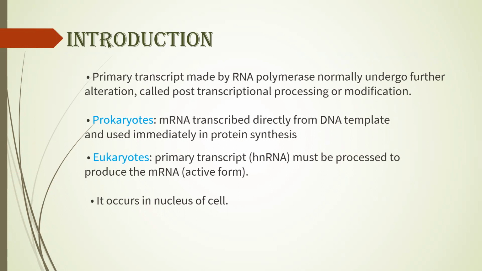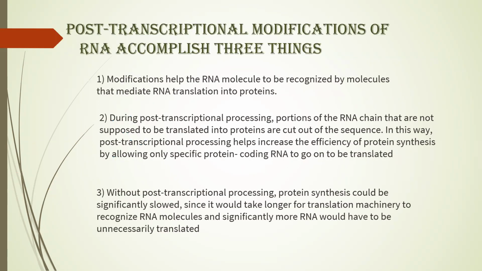In prokaryotes, mRNA is transcribed directly from the DNA template and used immediately in protein synthesis. In eukaryotes, the primary transcript must be processed to produce the mRNA. It occurs in the nucleus of the cell. And next, these post-transcriptional modifications of RNA accomplish three things.